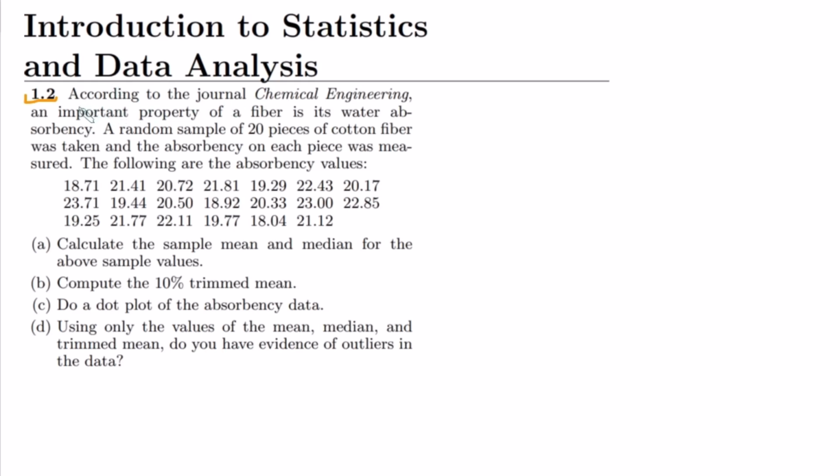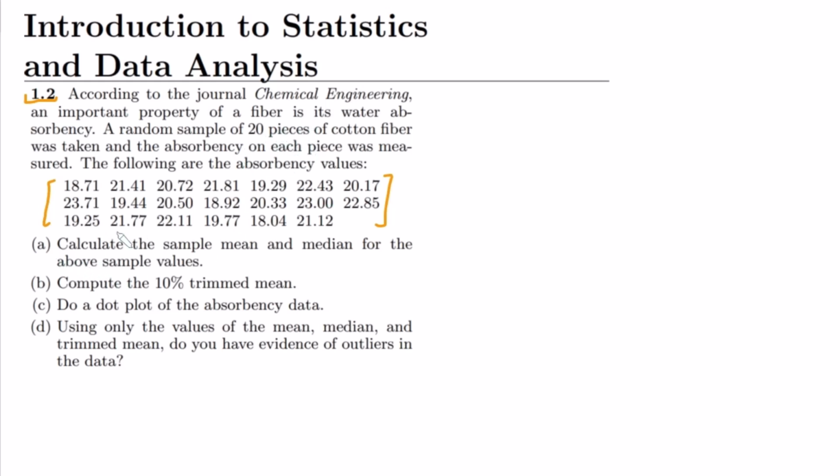Okay, so the statement here we have is, according to the journal Chemical Engineering, an important property of a fiber is its water absorbency. A random sample of 20 pieces of cotton fiber was taken and the absorbency on each piece was measured. Okay, so the following are the absorbency values. We can see that these are the values which have been obtained from the fiber.